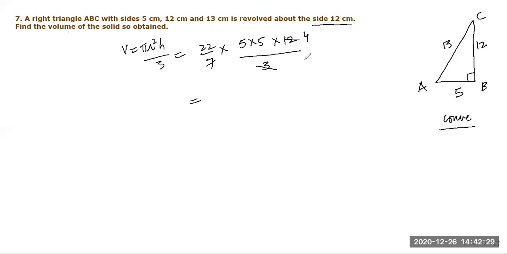3 4s are 12. So whatever you get, the answer is 88 into 25 divided by 7. So this much is the volume, in centimeter cube. Okay, we have done this, sir. 7th. So please do it yourself.